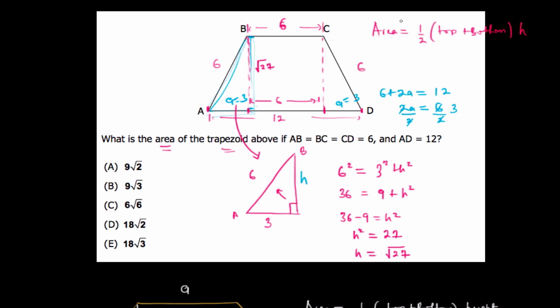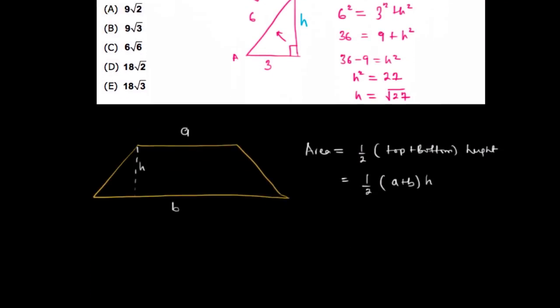Now to come back here, we said the area equals half times the top. Now the top is 6 plus the bottom. The bottom is 12. So you have 12, then times the height. We found the height to be root of 27. So it's going to be half times 6 plus 12, that's 18, then the root of 27. Now half of 18 is going to give us 9. And what we're going to have is 9 root of 27. So our answer is 9 root of 27.